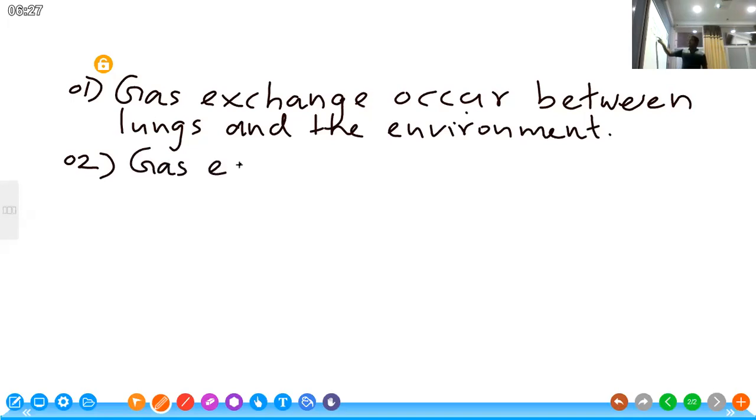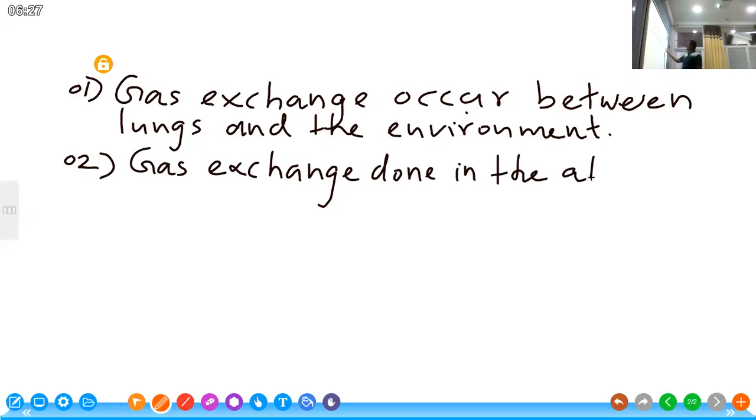Gas exchange is done in the alveoli. The alveolus gives the oxygen to the blood, and the blood gives carbon dioxide to the alveolus. Gas exchange.